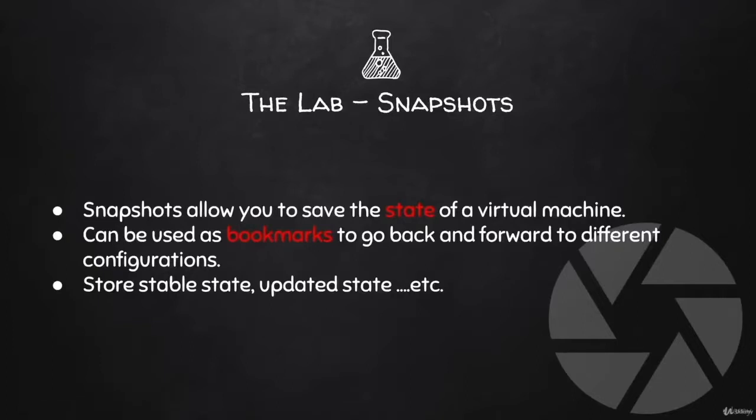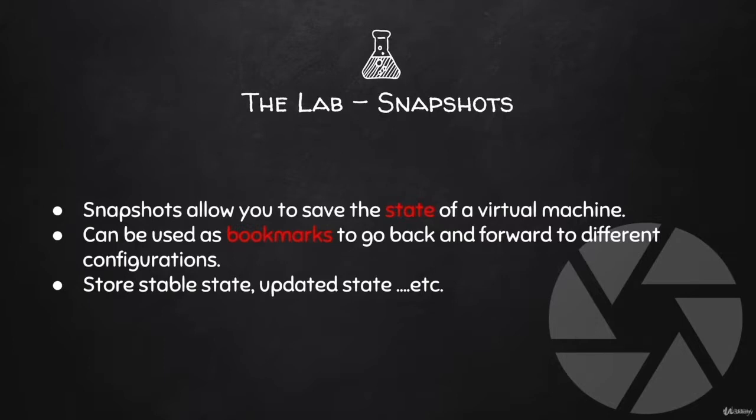Now that we created our virtual machines, it's a really good idea to take snapshots of them. A snapshot allows you to store the state of the current virtual machine. So it allows you to go back in time or go forward to a certain state after you go back. So you can think of it as bookmarks. For example, now we can take snapshots of our fresh installation of the operating systems.